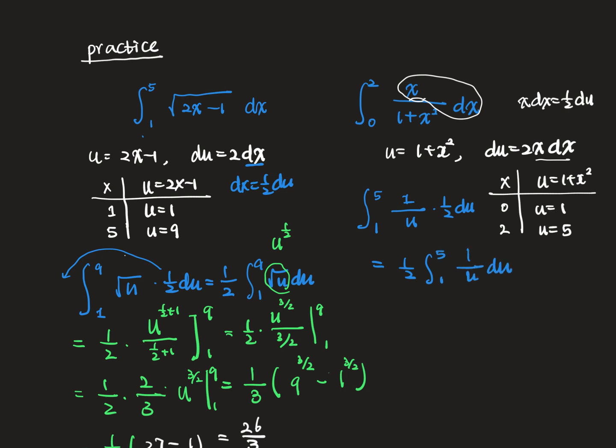Look familiar? What is the antiderivative of 1 over u? It is ln, right? So this is gonna be 1 over 2 ln absolute value of u, 1 and 5. So this one is 1 over 2 times ln 5 minus ln 1. This one is gonna be 0. So we have this one, 1 over 2 ln 5.